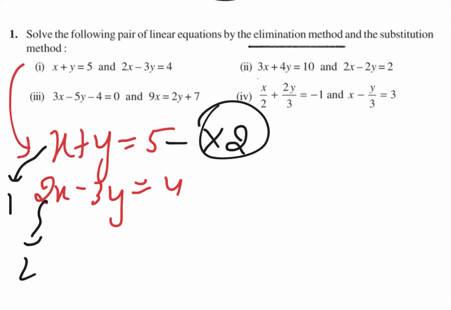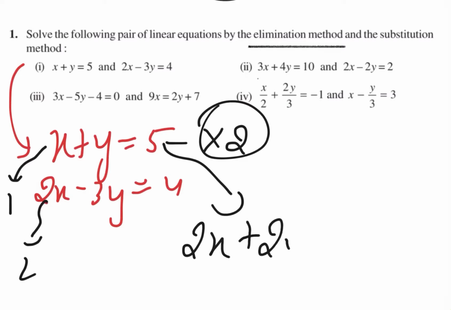Okay, so I have to multiply this first equation by 2, with which I will get the new equation as 2x plus 2y is equal to 5. Okay, sorry, 10. I'm so sorry, this would be 10. Yeah, 10. Okay, and then I would go to step 2. So let me just write the new equations here.